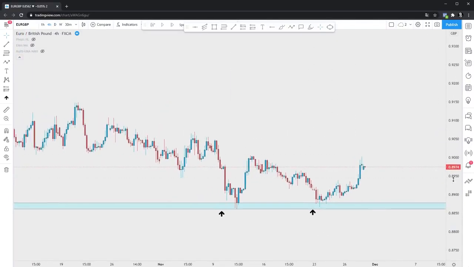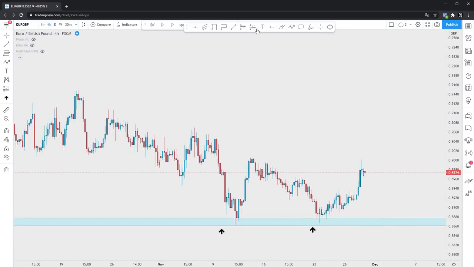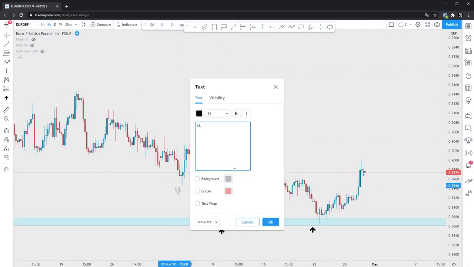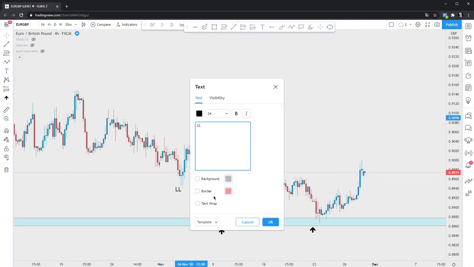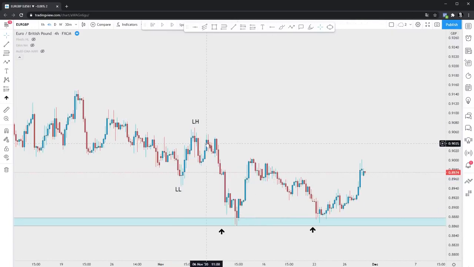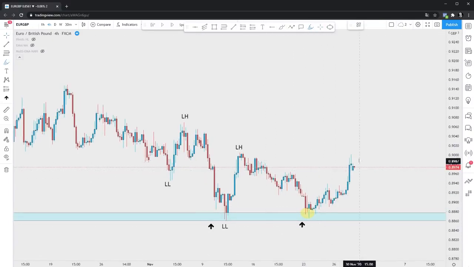So what we now need to do is identify market structure on the 4 hour time frame, okay? So let me mark this up. So firstly, as we can see, we are making lower lows and lower highs, okay? So lower low, lower high. Right here, we made another lower low and another lower high. What we can now see that this one, the last one, didn't go below the previous lower low, right? And this one didn't go above the previous lower high.